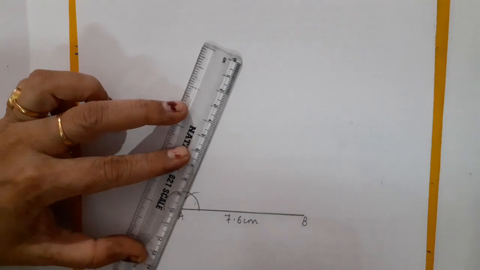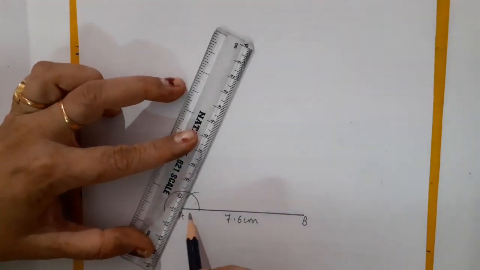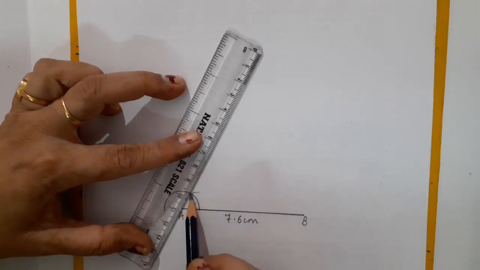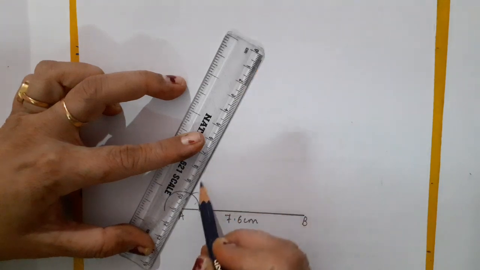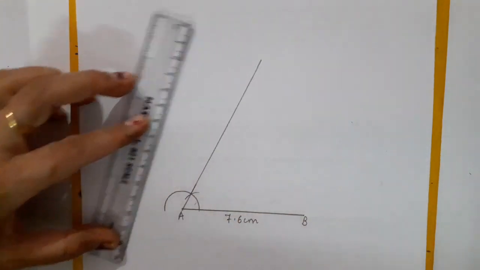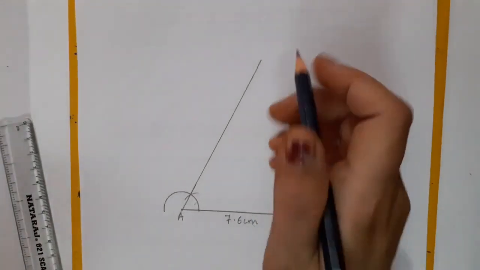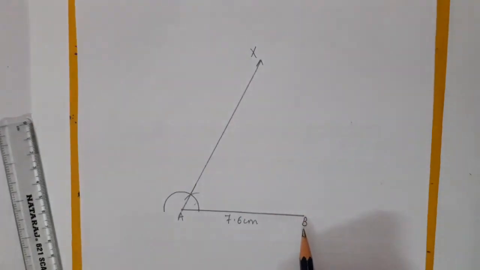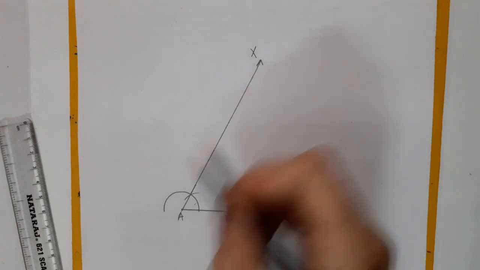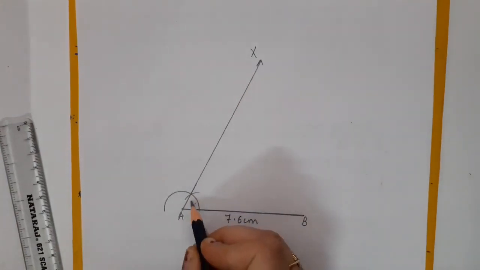So let us draw a ray AX. Fine. Here you can give the name also, X. This is ray AX. So what I have done, I have just drawn a ray, while forming an acute angle, that is BAX, and it is of 60 degree.